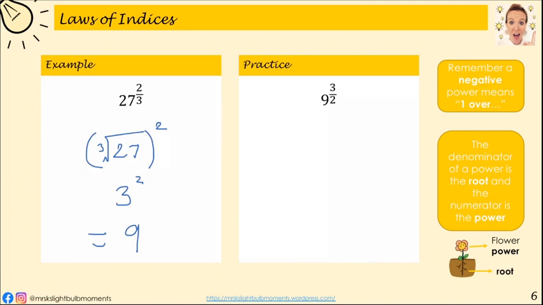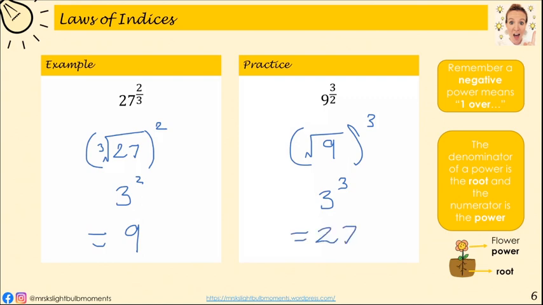Okay, let's see how we got on. The bottom number, so the denominator is the root, remember? So this time we're just doing a square root of 9. And then the flower power, the top bit, is a 3. So then we're cubing it. Square root of 9 is 3. So we've got 3 cubed, 3 times 3 times 3, which is 27.